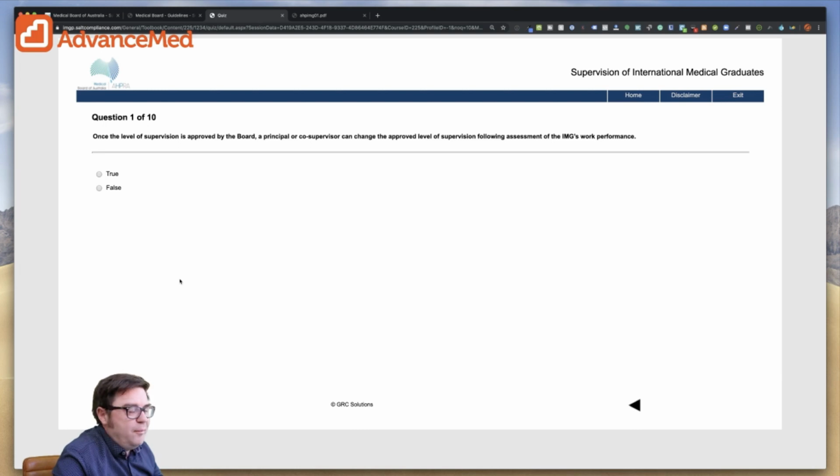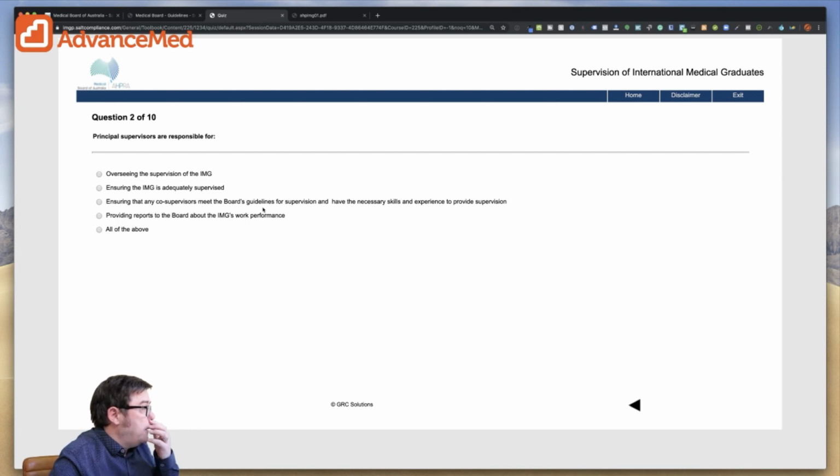Okay, question 1 of 10. What do we reckon? Once the level of supervision is approved by the board, a principal or co-supervisor can change the approved level of supervision following assessment of the IMG's work performance. No, that is not true. You have to go back to the medical board. Let's see. Oh, they're not going to tell me until we get to the end.